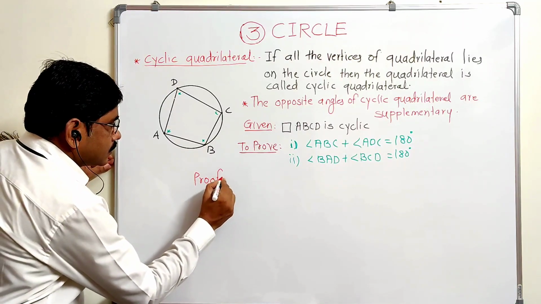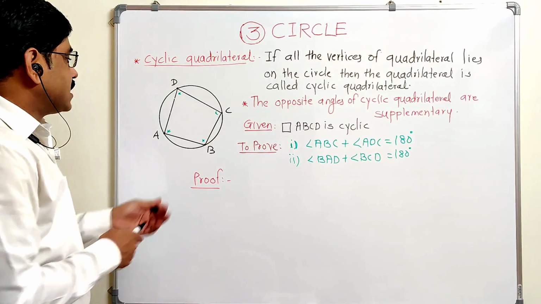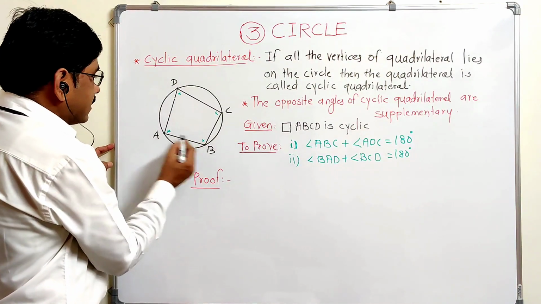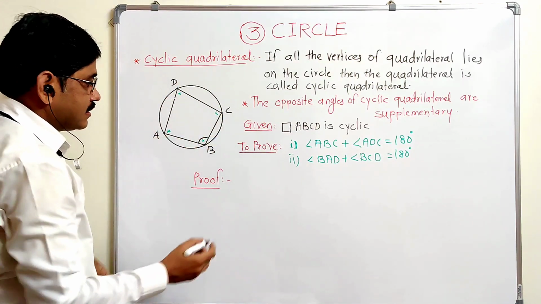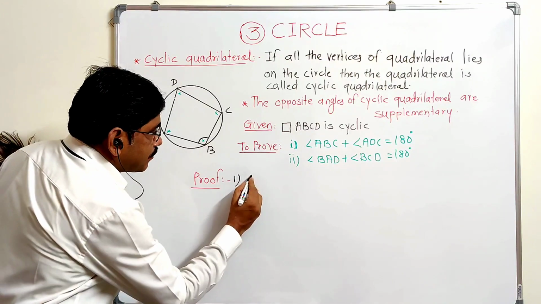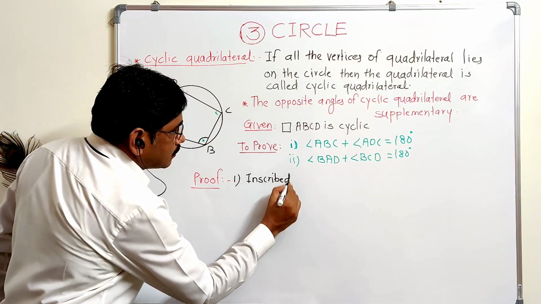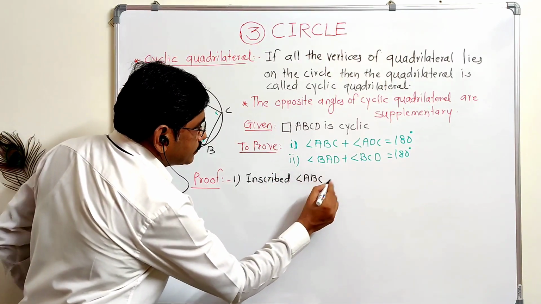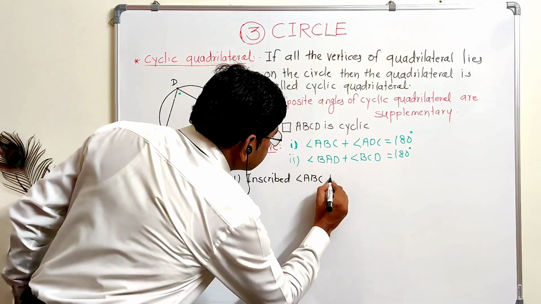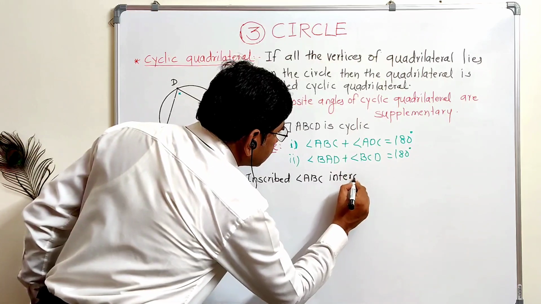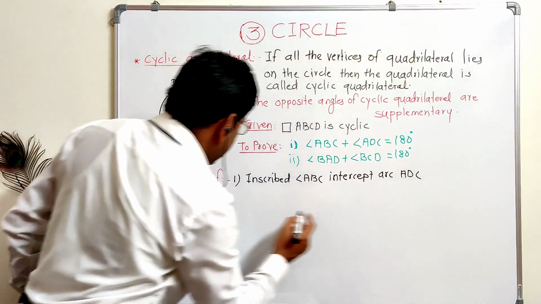Now proof. Here if we observe this angle ABC, angle ABC means this one, intercepts which arc? ADC. So we can write the first statement: inscribed angle ABC intercepts arc ADC, and therefore what we can write?